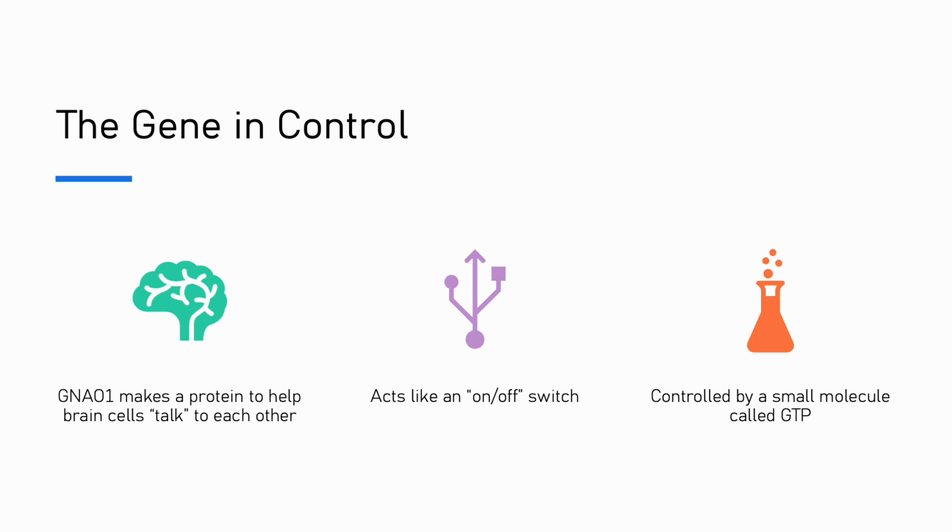When a message comes in, GTP attaches to the protein and the switch turns on. Then the message gets passed along to other parts of the cell. This process is happening constantly to keep the brain working smoothly.